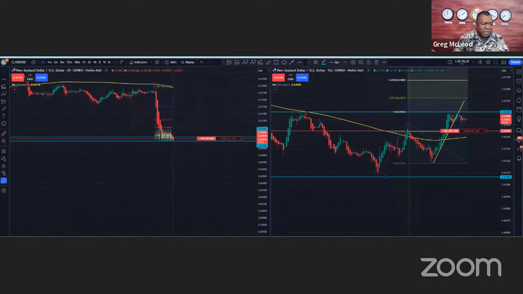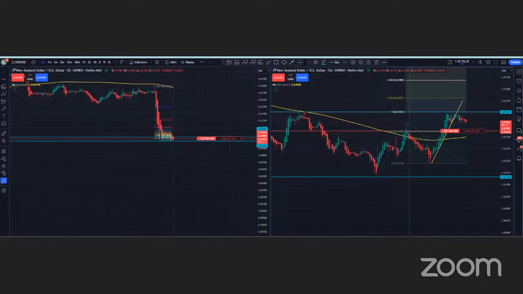If you see that pattern in a higher time frame downtrend, it's a super bearish pattern. No doubt. Okay, come on, turn around.